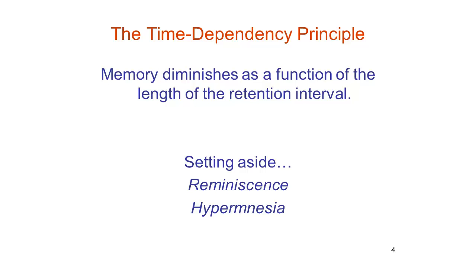Now, surprisingly enough, there are some exceptions to the time dependency principle. There are circumstances under which memory can increase as a function of the length of the retention interval in phenomena known as reminiscence or hypermnesia. But we're not going to be concerned with those phenomena in these lectures. We're going to focus on the basic time dependency principle that memory seems to fade with time and try to figure out why that is.